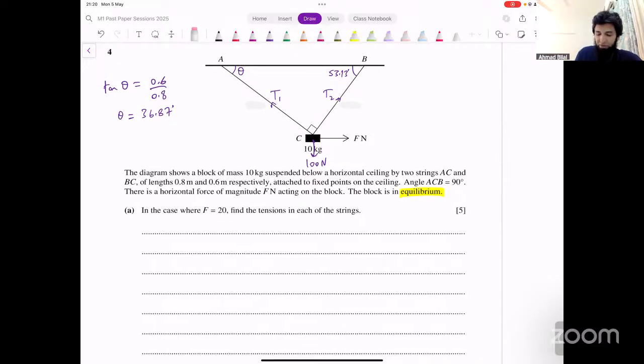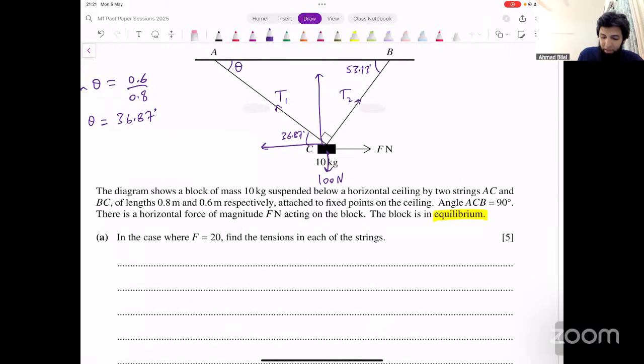Let's resolve the forces, resolve the tensions. We've got one component of tension acting towards the left, one acting in the upwards direction. If we know that this angle is theta, that was 36.87, then this angle is an alternate angle, that's also 36.87. So what are the components going to be? The component on the left side, that's T1 cos of 36.87, and the component acting in the upwards direction, that's T1 sine of 36.87. And then the components of the force T2, what are they going to be?